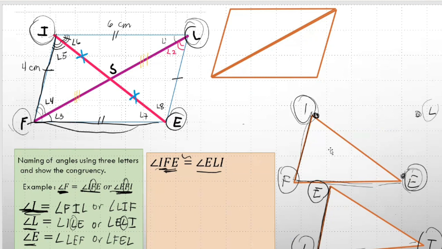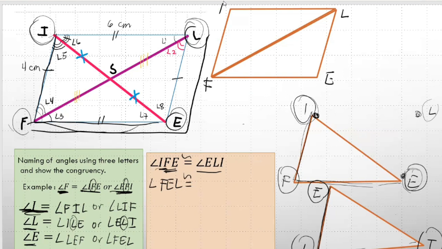Okay? So now, since we know now already the congruence of angle IFE, which is si angle ELI, now let's proceed in identifying the congruence of angle FEL. So now, let's proceed. Eto na ngayon yung hinahanap natin, angle FEL. Okay, so we can proceed on the other plane figure that we have. So this is F, I, L, and E. So eto yung hinahanapan natin ng congruence. This side.